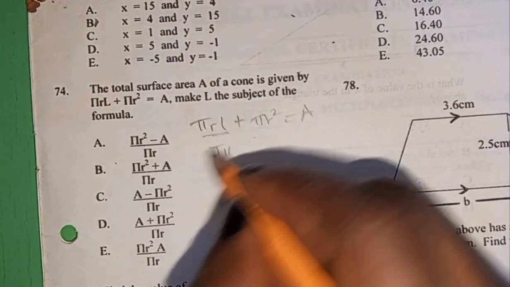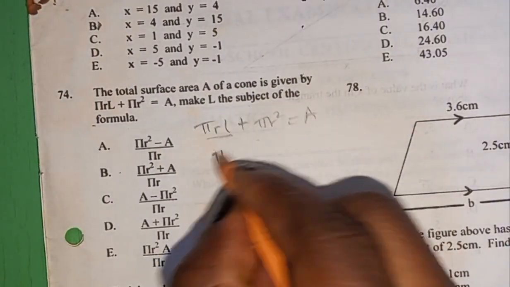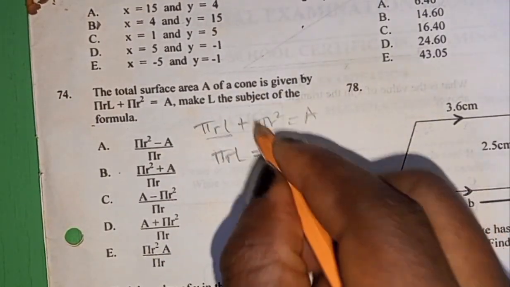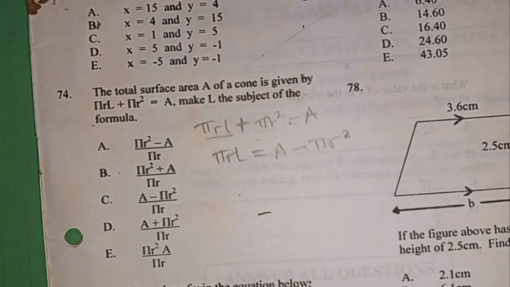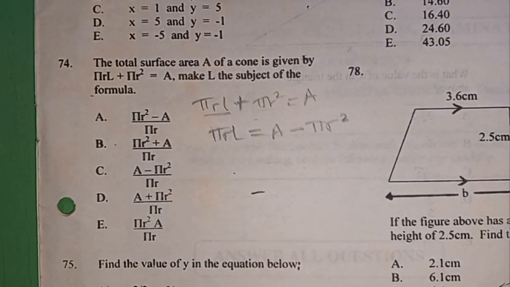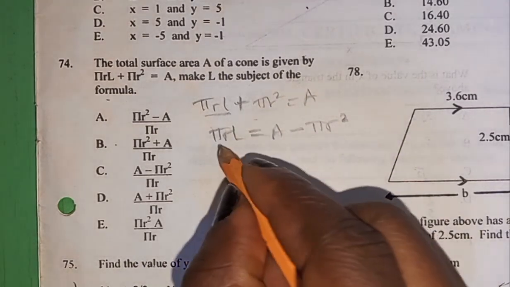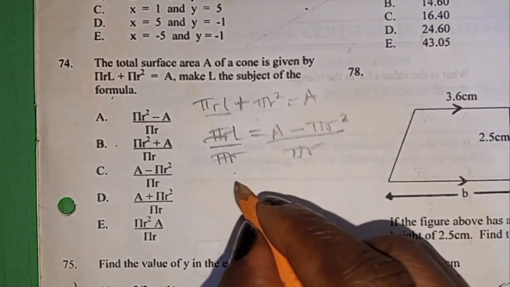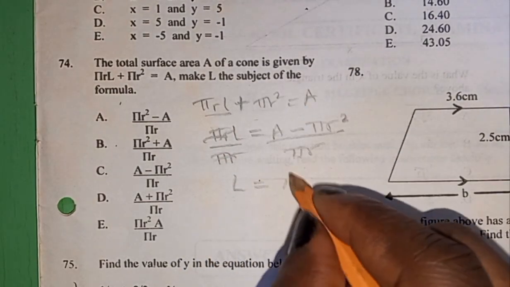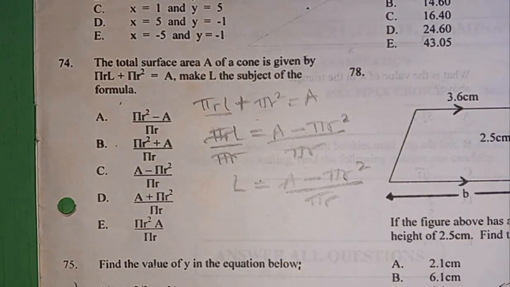Let's make this the subject first by taking this over there. That's negative that, because it's plus, so the sign will change over there. Now the next thing is, since I'm looking for L, divide over pi r. So my L is this. It's easy. Okay, that is that.